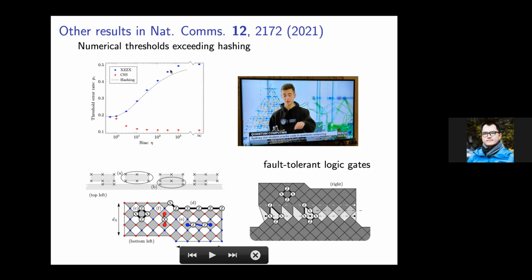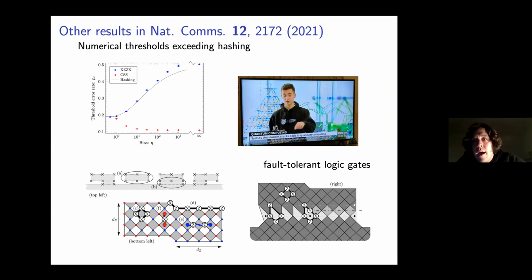I see. So what are the assumptions on measurement error on the slide two slides ago that you had? We just assumed that the measurement error rate was the same as the high bias noise rate. I see. More or less.